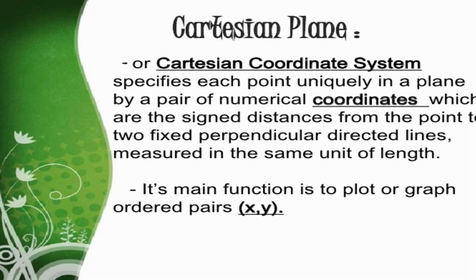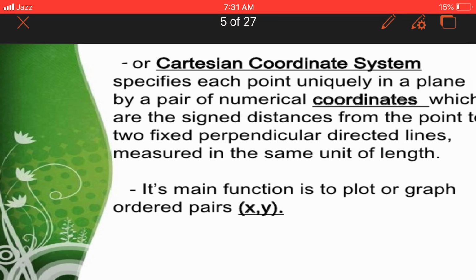So basically, Cartesian coordinate system specifies each point uniquely in a plane by a pair of numerical coordinates. Its main function is to plot or graph ordered pair xy. How can we obtain a Cartesian plane? It can be obtained when two straight lines intersect each other perpendicularly. The plane is nothing but the Cartesian coordinate plane.